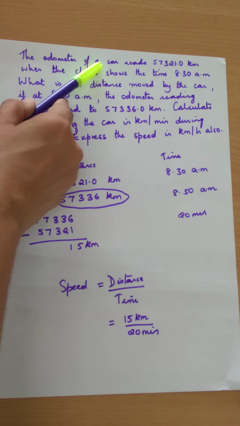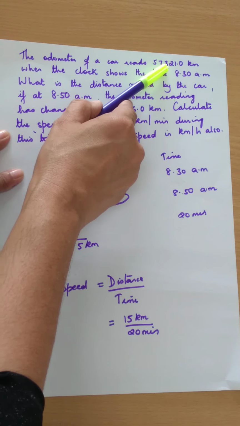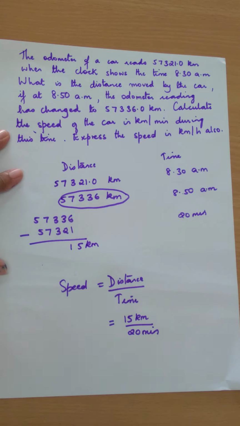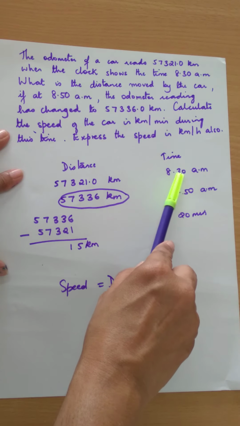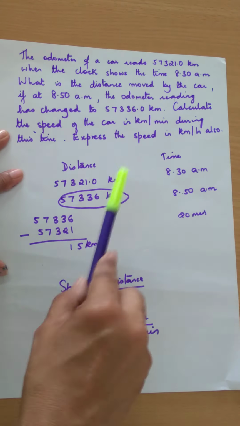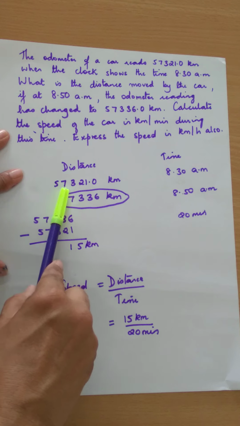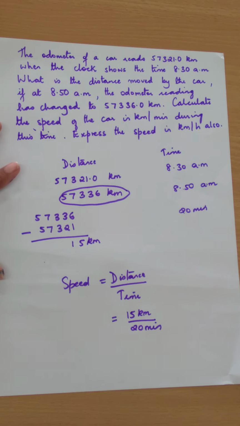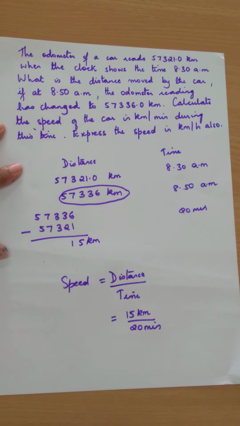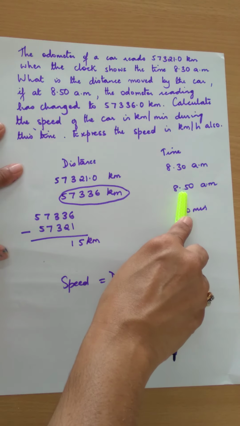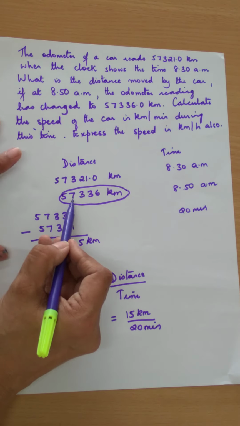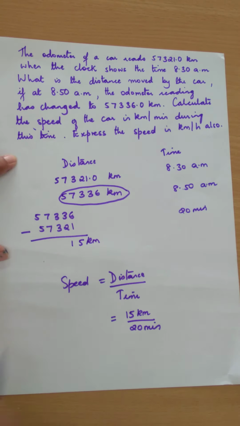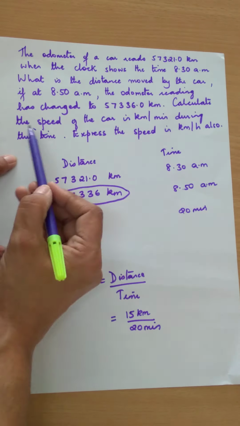The odometer of a car reads 57,321 kilometers at 8:30 a.m. So when the person sits in the car, it is 8:30 and the reading on the odometer is 57,321. Now the car starts moving further and covers some distance. So later at 8:50, when the person notes down the time, the reading on the odometer is 57,336 kilometers. So you have to calculate the speed of the car.